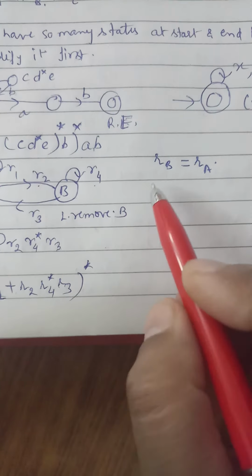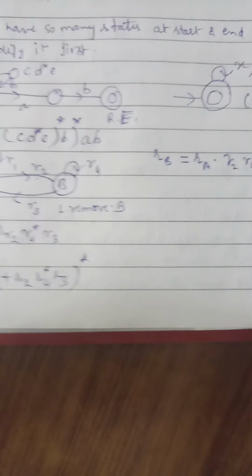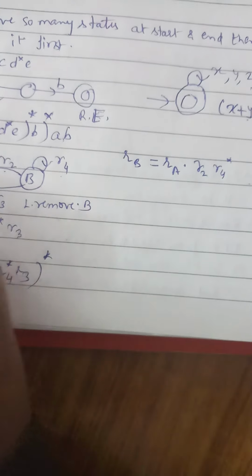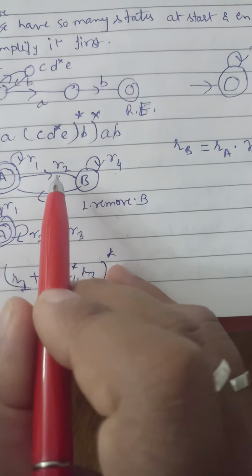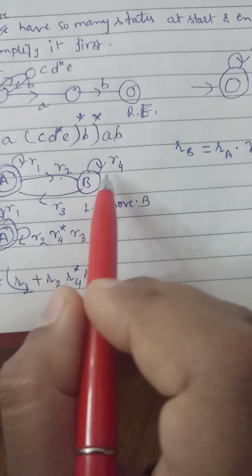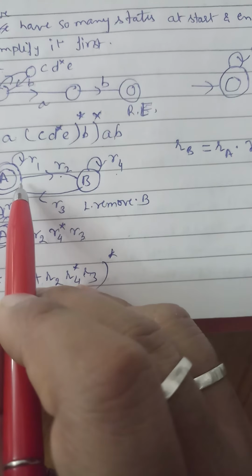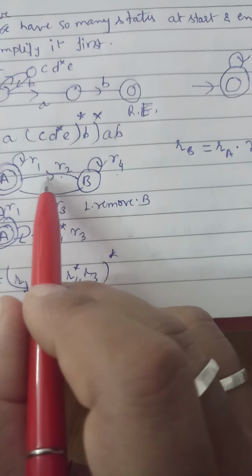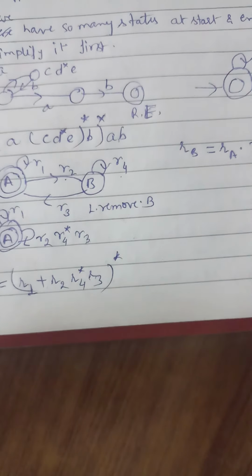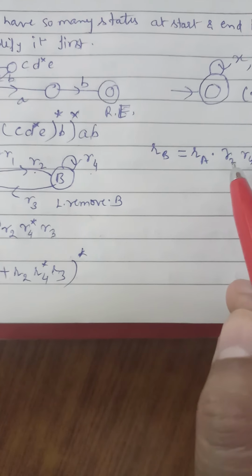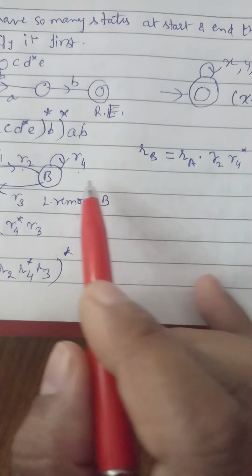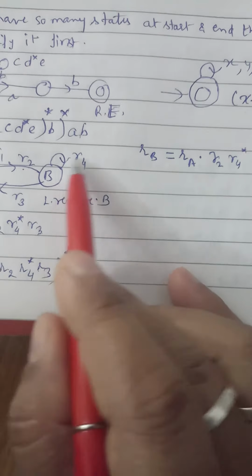R2 R4 star. Why R2 R4 star? Because whatever is coming towards B is R2 and R4. It is coming from RA to RB, R2 and R4. That's why we write RA dot R2 R4 star. Why R4 star? Because this is a loop.